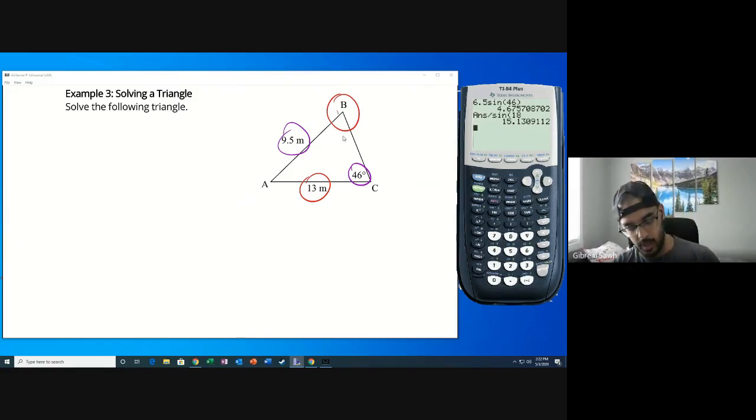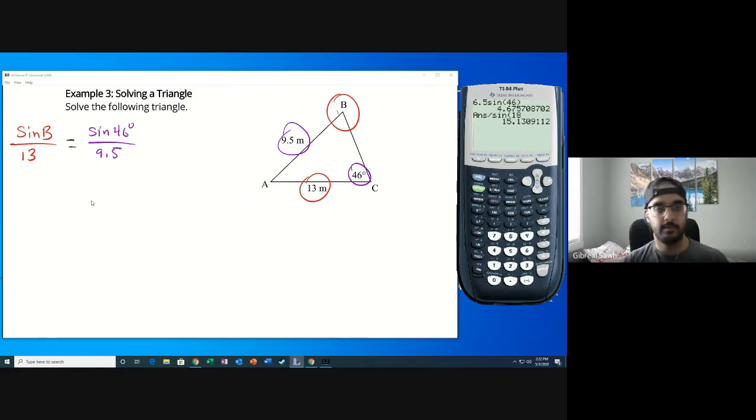So let's go ahead and do that. So we're going to say the sine of B over my 13 meters, so that's one pair. That needs to be equal to the sine of 46 degrees over 9.5. Okay, that's my other pair. And remember, the pairs are opposite, always a side and an angle. Now again, I'm looking for that unknown quantity of B, so I'm going to do the cross multiply and divide.